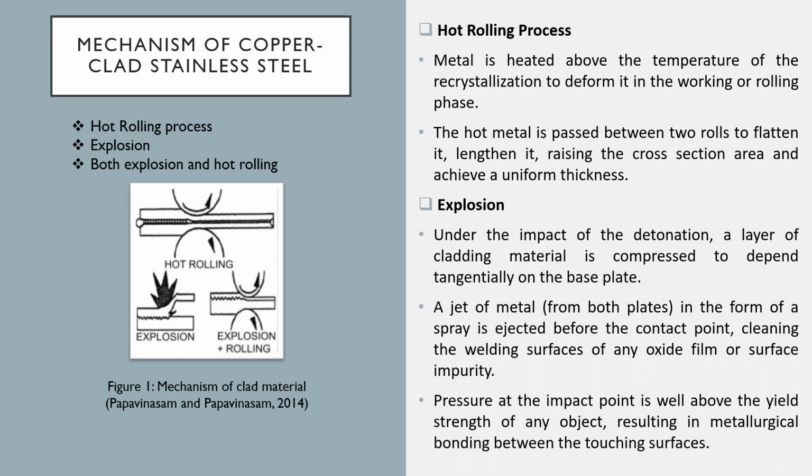a uniform thickness. Explosion. Under the impact of the detonation, a layer of cladding material is compressed tangentially onto the base plate. A jet of metal in the form of a spray is ejected before the contact point, cleaning the welding surface of any oxide film or surface impurity, and the pressure at the impact point is well above the yield strength of the material, resulting in metallurgical bonding between the touching surfaces.